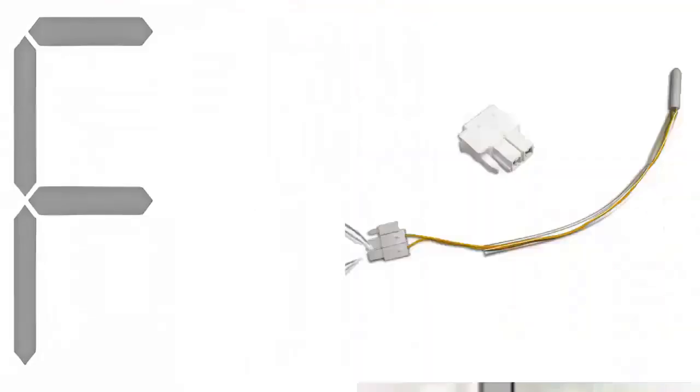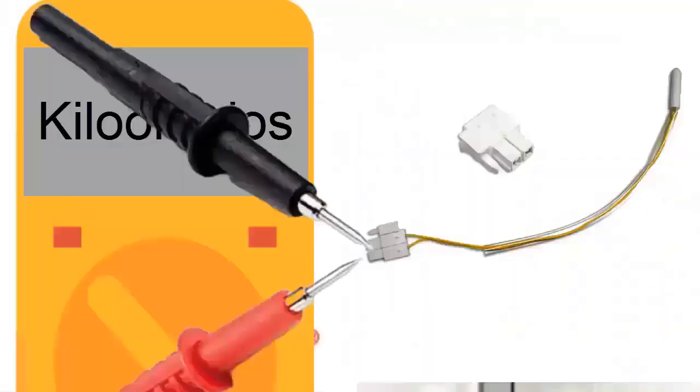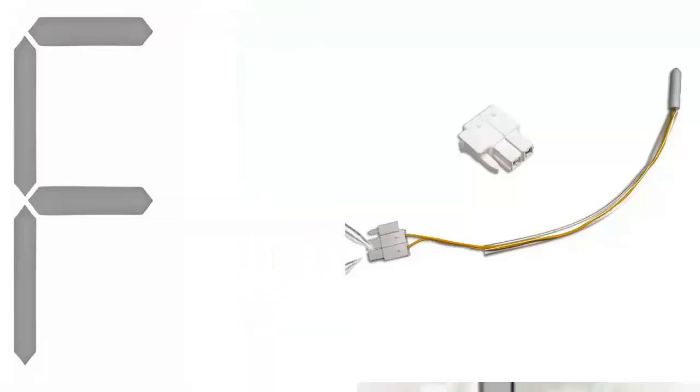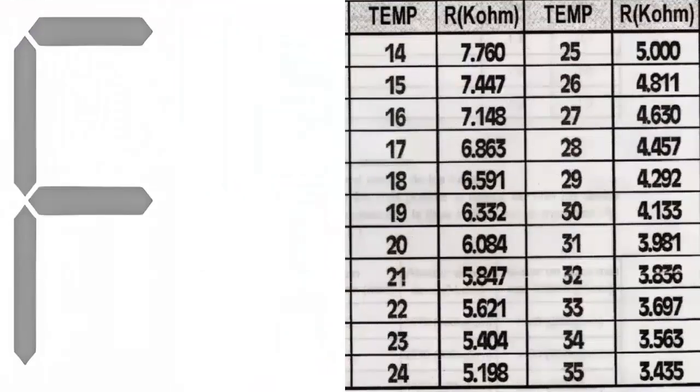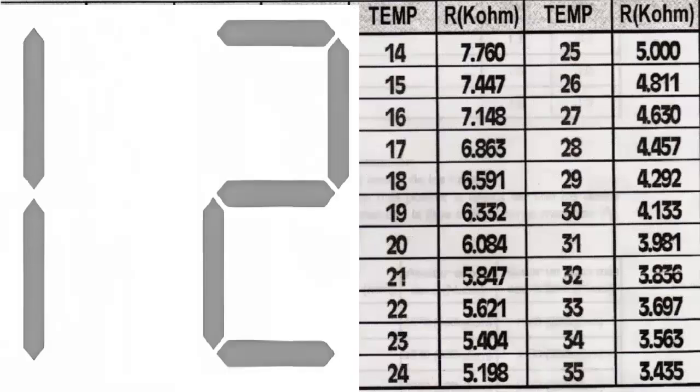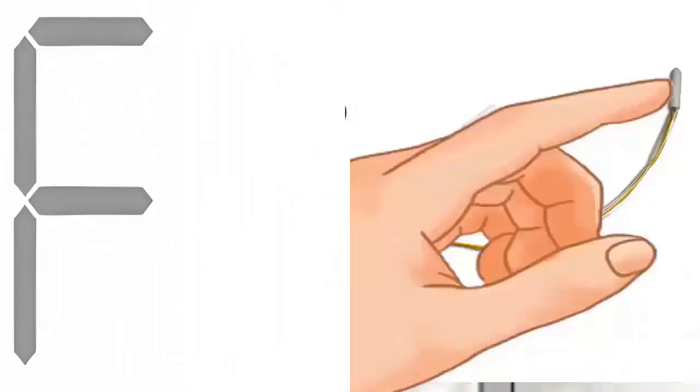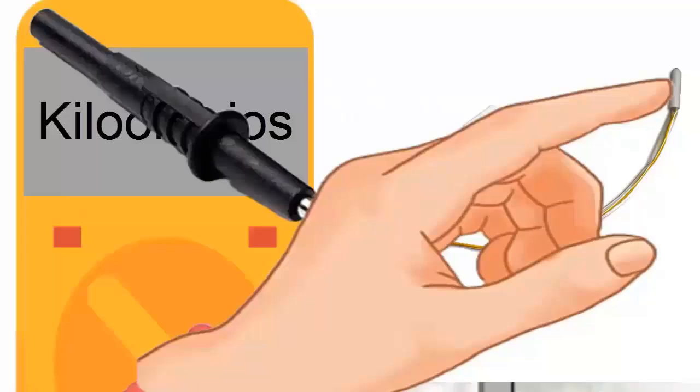D. Use a multimeter to check the electrical resistance of the sensor. Disconnect the sensor and measure its resistance with the multimeter set to the kilo-ohm scale. E. If you have the sensor's resistance and temperature chart, compare the measured value with the chart values. If you don't have the chart, measure the resistance while rubbing the sensor with your hand. The resistance should decrease.